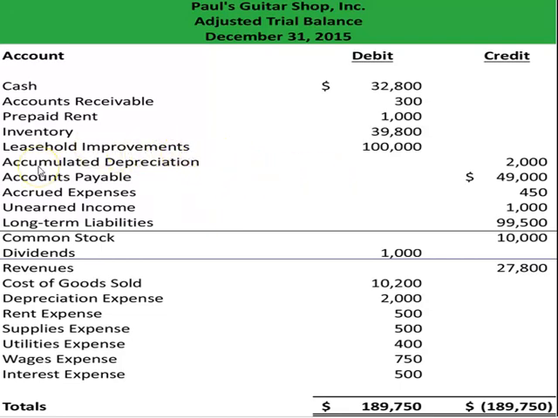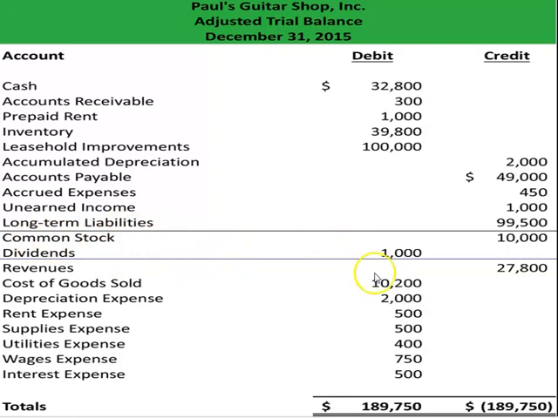So I want you to just see something real quick. Accumulated depreciation, $2,000. Look down here, depreciation expense is also $2,000. We talked about that at the end of chapter 3. And then we go into our liability accounts: accounts payable, accrued expenses, unearned income. These are all current liabilities. And we have our long-term liabilities of $99,500. This is probably some kind of a long-term bank note. They borrowed $100,000 for these leasehold improvements, and then they've made a few payments, so their current balance is $99,500.